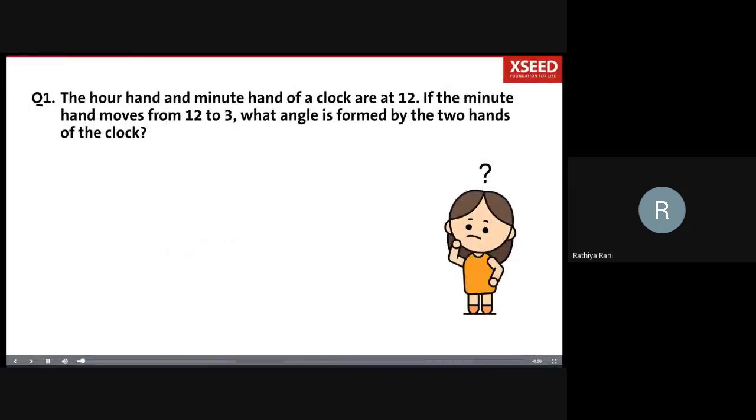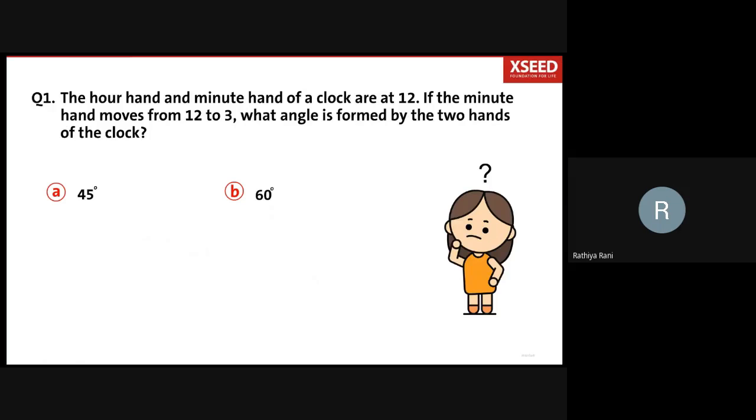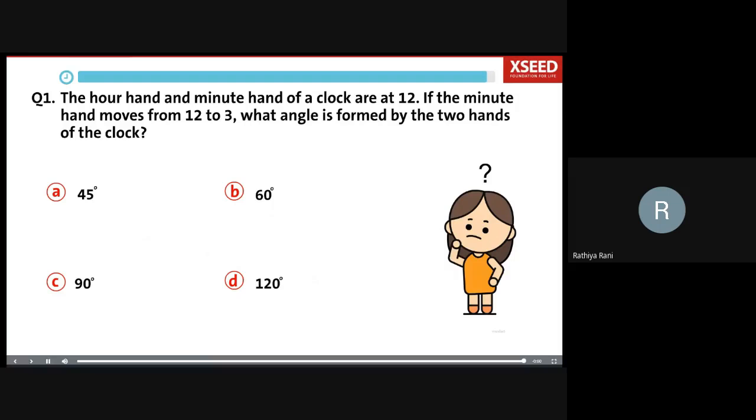Shade the bubble. Question 1. The hour hand and the minute hand of a clock are at 12. If the minute hand moves from 12 to 3, what angle is formed by the two hands of the clock? A. 45 degrees. B. 60 degrees. C. 90 degrees. D. 120 degrees. Yes, very good. So 90 is the right answer. Shade the correct bubble. C. So next we can move to the next question.